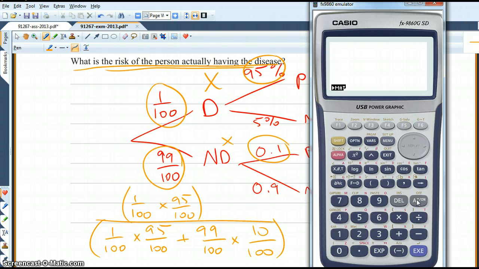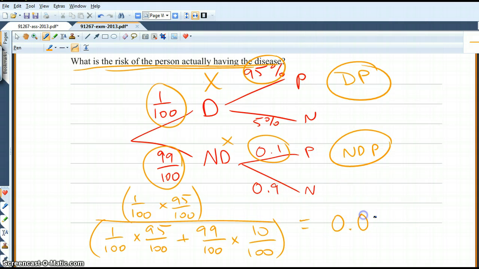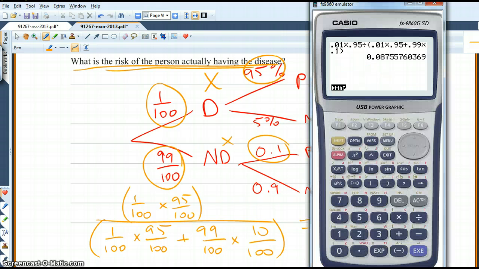So we have got 0.01 times 0.95 divided by 0.01 times 0.95 plus 0.99 times 0.1. So I've got 0.0876. Is that correct? Yes.